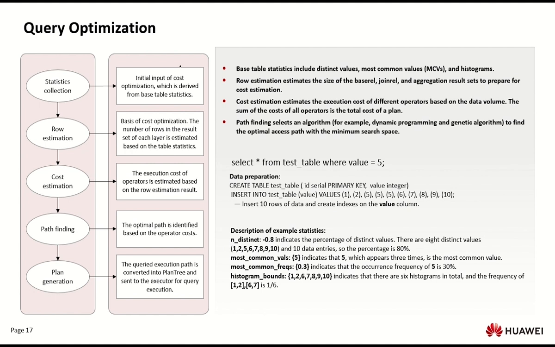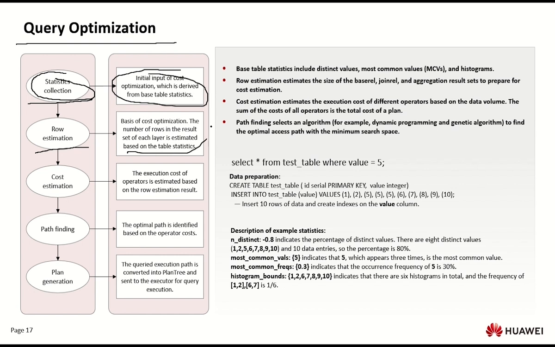So how do we optimize the execution plan? First of all, we will collect the statistics. The statistics will be the initial input of the cost optimization, which is derived from the basic table structure. Once we have all the table statistics, then we will estimate how many rows will be returned for your queries, based on all the cost estimations and optimizations.